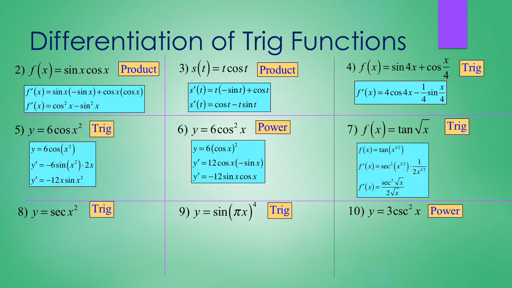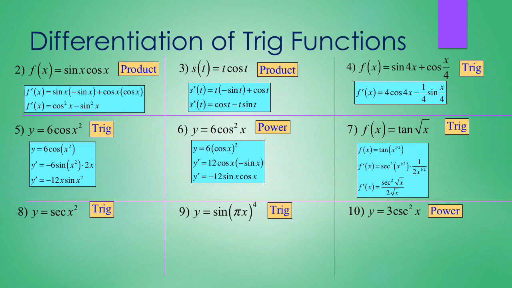Number 5, y equals 6 cosine of x squared. The first step is to rewrite: y equals 6 cosine of parentheses x squared. To take the derivative, we get 6 times the derivative of cosine, which is negative sine of x squared, times 2x. Final answer is y prime equals negative 12x sine of x squared.